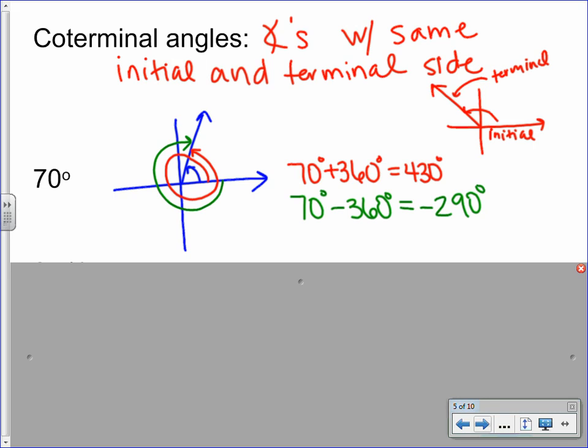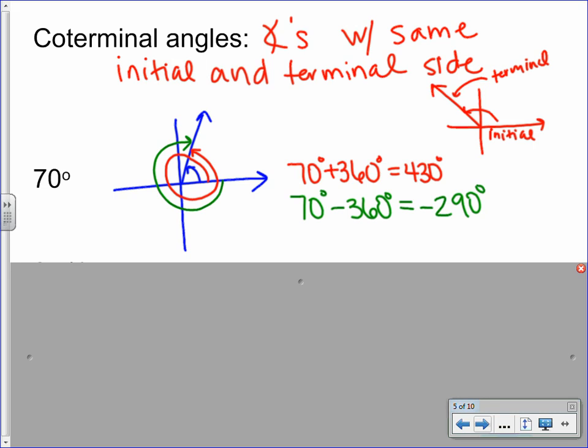We could go on for a very long time naming coterminal angles. There's an infinite number of coterminal angles. We can say 430, and then what could we do with that? Add another 360 to it for 790 degrees. And then we could add another 360 and another 360. We can keep going on and on and on. And same thing with the negative angles. We can keep subtracting 360 from that previous coterminal angle.